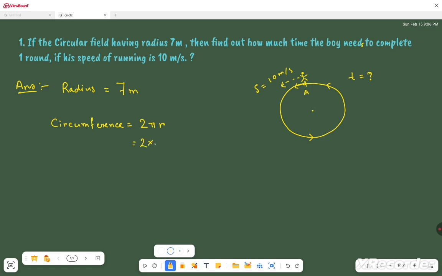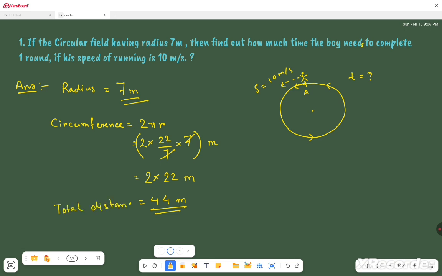Now for 2 pi, we will take the value as 22 by 7, and the radius is given as 7 meters. This 7 and this 7 will get cancelled out. 2 into 22 meters, that is 44 meters. So this will be the total length of the boundary of the circular field. We have already calculated the total distance covered in one round.